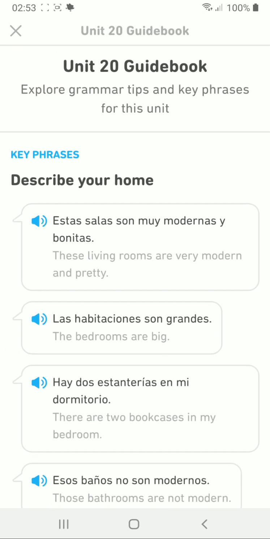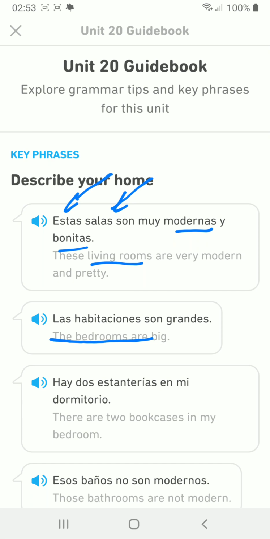So, estas salas son muy modernas y bonitas. Modernas, we know it's modern. Bonitas, we know because we hear bonita a lot in songs and so on. So it means pretty. Estas, so these living rooms, salas, son muy bonitas, modernas y bonitas. Las habitaciones, the bedrooms. So look here. Living room is salas, yes? But habitaciones is the bedroom.